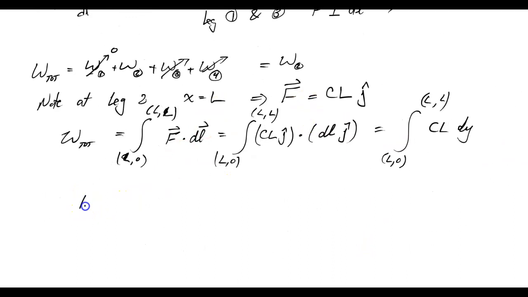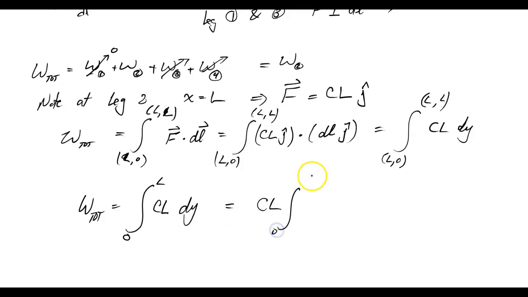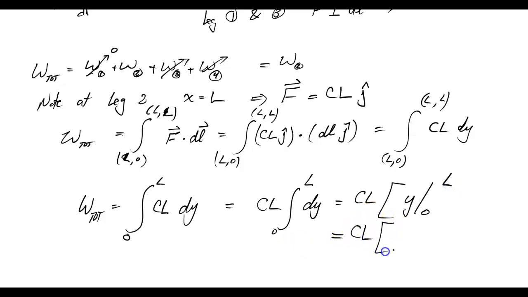And so the total work we can rewrite then as the integral. Since we're only looking at the y values, this would be from 0 to L of CL dy, which is the same as CL times the integral from 0 to L of dy, or CL times y from 0 to L, which gives us C times L times (L minus 0), or CL squared. Right?